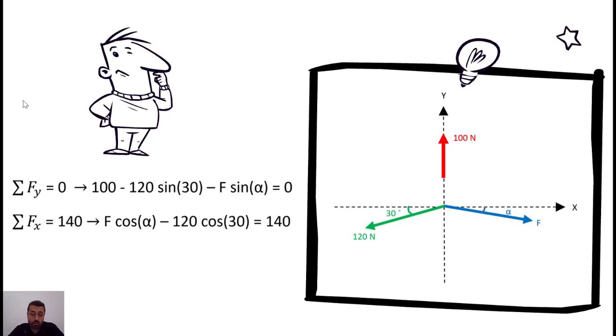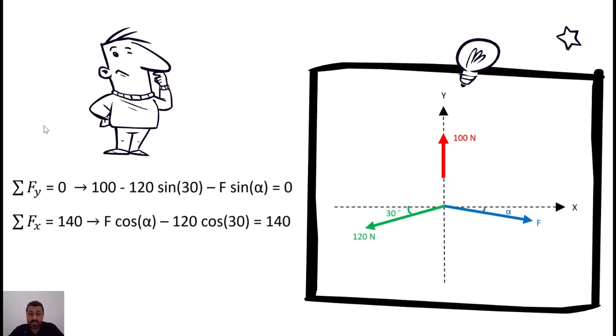finally, we have two unknown variables, which are F force and angle of alpha. The question is asking only the angle of alpha. So we don't need to spend our time to find F force. So between these two unknown variables, we need to remove F force from these two equations. And then finally, we are able to find alpha.